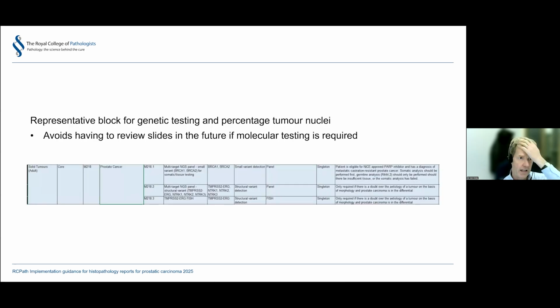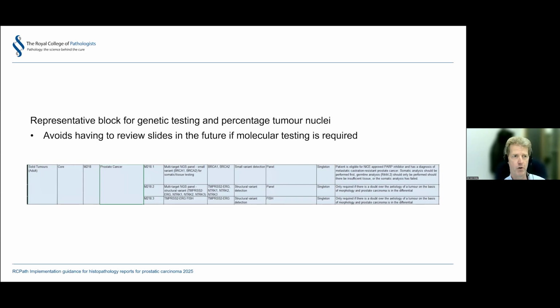So the other thing we brought in is really a representative block for genetic testing. Now, this is new to uropathologists, really. We don't do much molecular testing, but it has come in with BRCA testing for patients with hormone-resistant metastatic prostate cancer. And what we don't want, and when I've been involved in looking at how to streamline this process, one of the big holdups is the pathologist reviewing the material to decide which block is suitable. So we want to remove that hold-up by placing in all your reports of tumours a statement of which one is a representative block, and also the percentage of tumour nuclei within that sample.